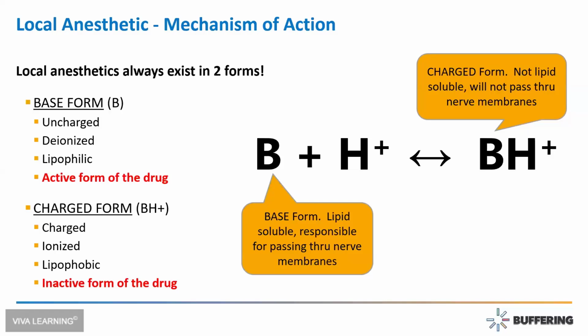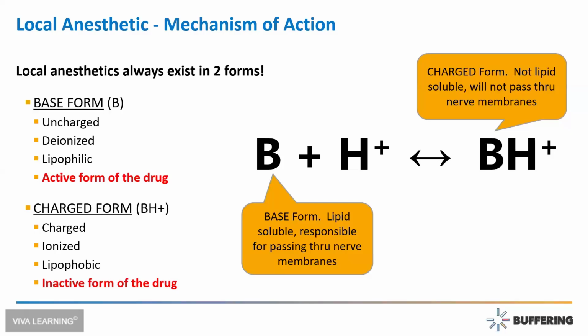The charged form is also called ionized. It is the inactive form of the drug, and it's lipophobic. The reason why it's inactive is because it's lipophobic. It will not easily and readily cross the nerve membrane. As we change the pH to more of a neutral pH, we push the equation towards the base form. The base form is also called the uncharged form, the deionized form. It is the active form of the drug because it's lipophilic.